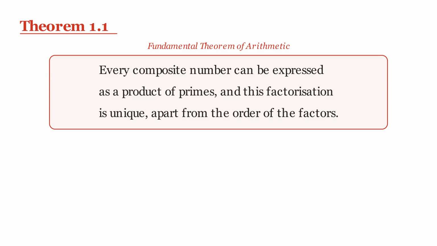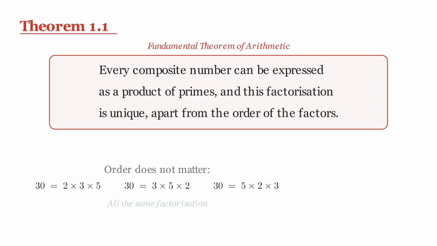Let us see what order does not matter means. 30 can be written as 2 times 3 times 5, or as 3 times 5 times 2, or as 5 times 2 times 3. These all represent the same factorization. The primes used and their counts are identical.